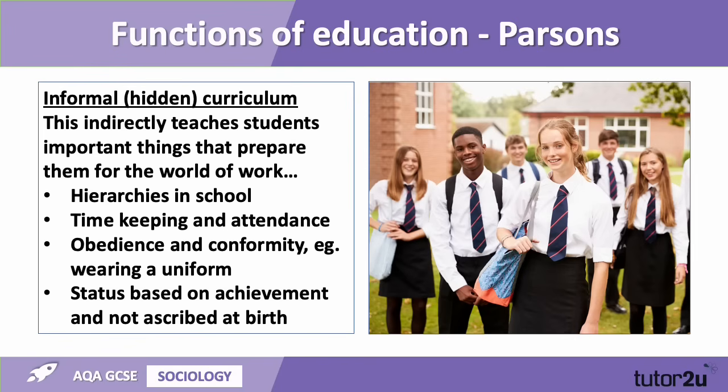Finally, Parsons argued that the informal curriculum that we also call the hidden curriculum prepares students for adult life and the world of work by indirectly teaching them the qualities they need to be good workers. Hierarchies in school are about who is in charge and who you have to answer to, which is something that continues into the workplace. Timekeeping and attendance are reinforced by disciplining those who are late and rewarding those with good attendance. Schools promote obedience and conformity, such as wearing a uniform, through sanctions if you don't conform, such as detentions. Even in adult life, you have to follow instructions from others. And finally, achieving status through hard work, just like passing exams or trying out for a team. These are not a given.